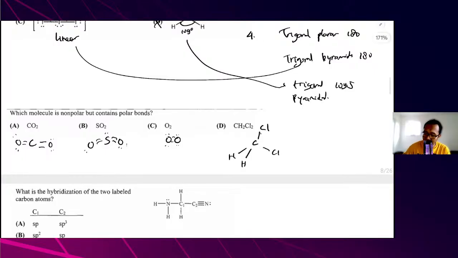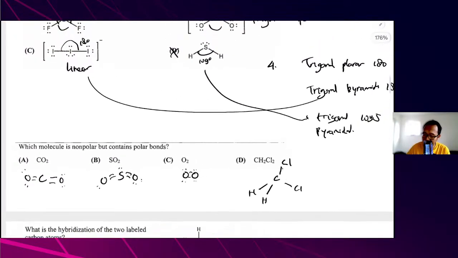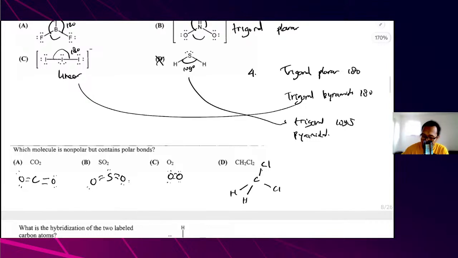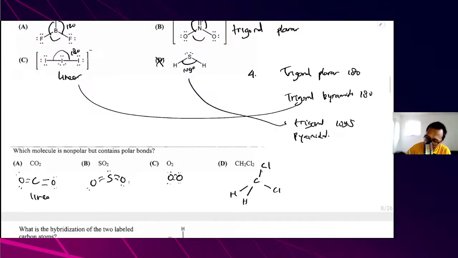Okay, now let's take a look at the Lewis structure. So this one is linear, right? This one linear, this one linear, identical atoms. Oh, SO2, no, not linear. This one is bent, right? This one is bent. And then this one is identical atoms. And then this one is tetrahedral. Okay?